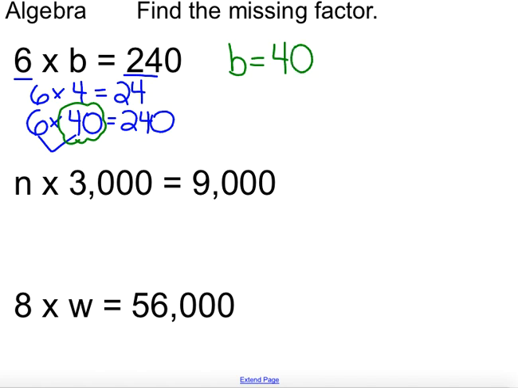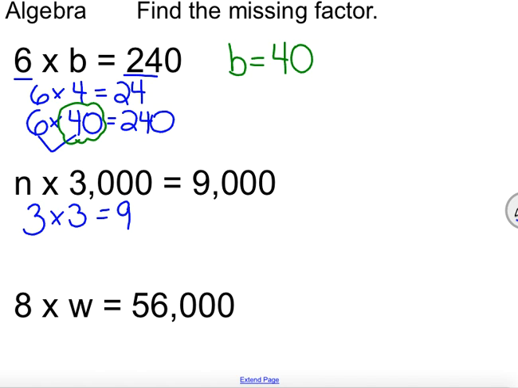Okay, on the next one, we have n times 3,000 equals 9,000. So basically, I'm asking myself, what number times 3,000 will be equal to 9,000? Okay, so I'm thinking of a basic fact that I know in the 3 times tables. And I know that 3 times 3 equals 9. Right?